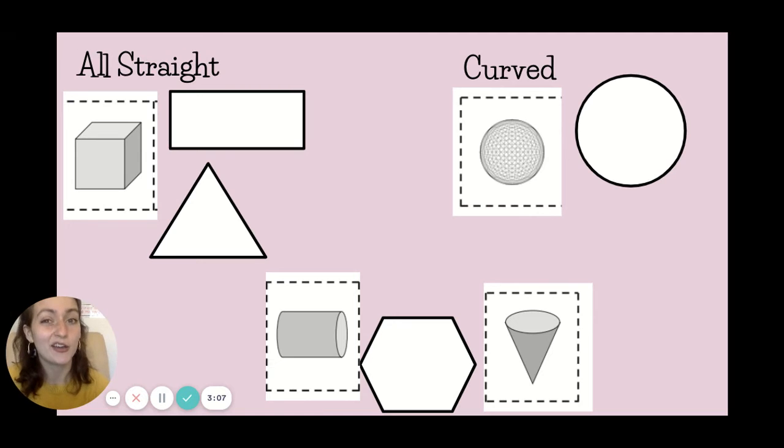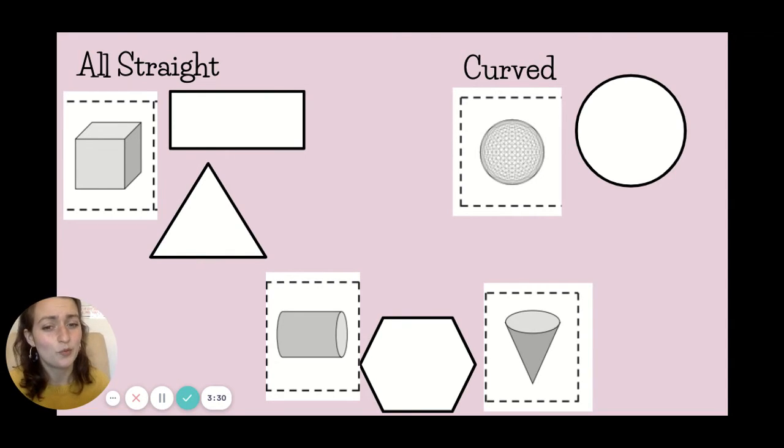We know that triangles are also all straight because triangles, again, have 3 sides, 3 points, 3 corners, but they're a flat shape and they don't have any breaks in their edges. So it just goes boom, boom, boom, triangle. But none of those sides are curved. If they were curved, it wouldn't be a triangle.